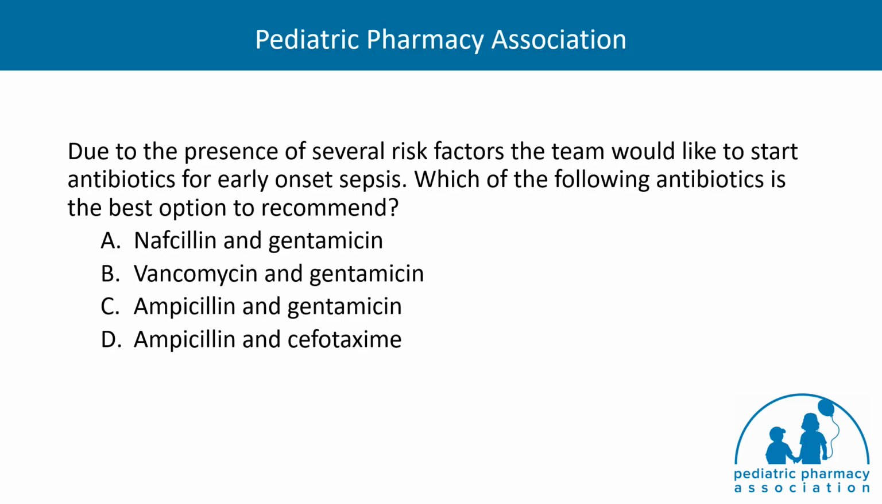For question number 3, due to the presence of several risk factors, the team would like to start antibiotics for early onset sepsis. Which of the following antibiotics is the best option to recommend? Option A is nafcillin and gentamicin. Option B, vancomycin and gentamicin. Option C, ampicillin and gentamicin. Or option D, ampicillin and cefotaxime. Your answer is C, ampicillin and gentamicin.